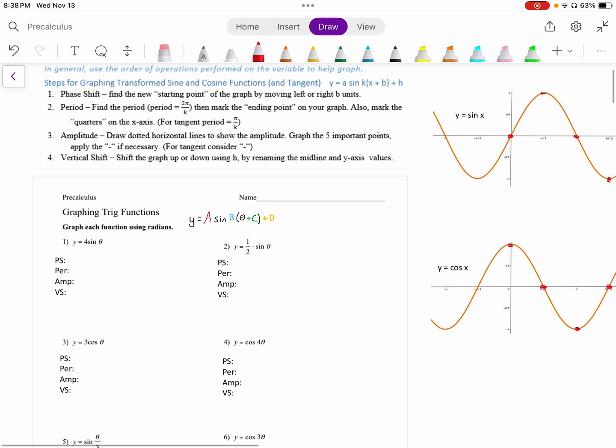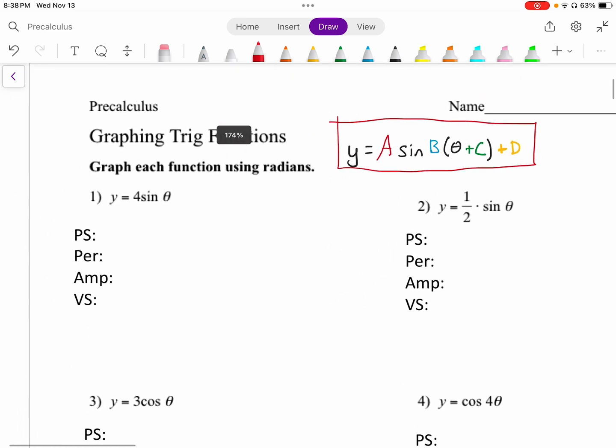I just noticed I had this written up here, but what I'm going to do is use this idea right here to help us as we talk through. So those variables are a little bit different, but here we go. So in this number 1, this 4 is multiplied outside the sine. So we're going to do 4 times sine of theta.